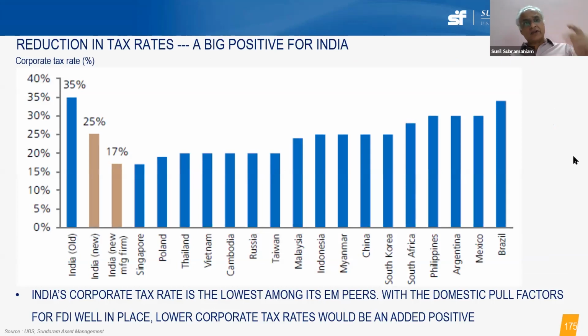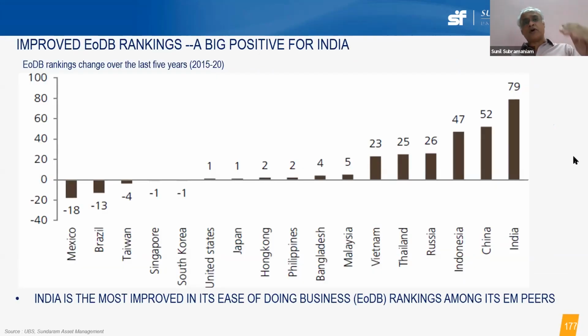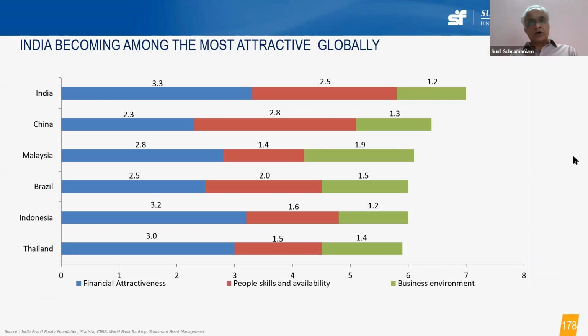They've cut the tax rates to half, from 35 to 17. They have also removed dividend distribution tax for FDI investments, so their profitability improves. The infrastructure, GST reforms, and all of that action the government has taken has helped improve India's ease of doing business ranking strongly, and hence India is now among the most attractive countries globally from a financial attractiveness, people skills and ability, and a business environment perspective.